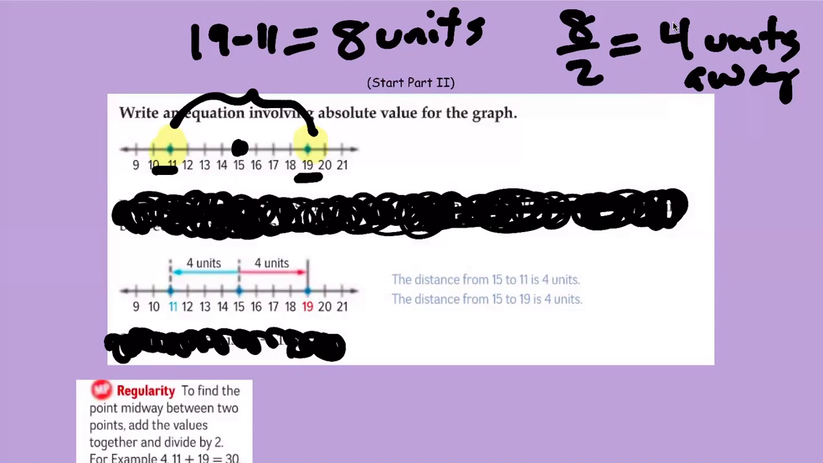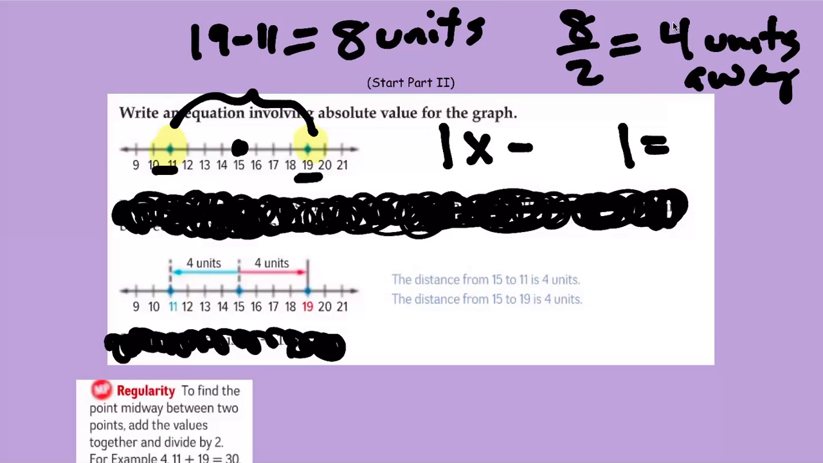I've also figured out the distance away from my midpoint, which is kind of like my temporary zero, if you think about it that way. So I've got enough information to write this equation. I know that it's going to be x minus something equals something, because that's just how most of them work. So I've got to just think about what goes where.